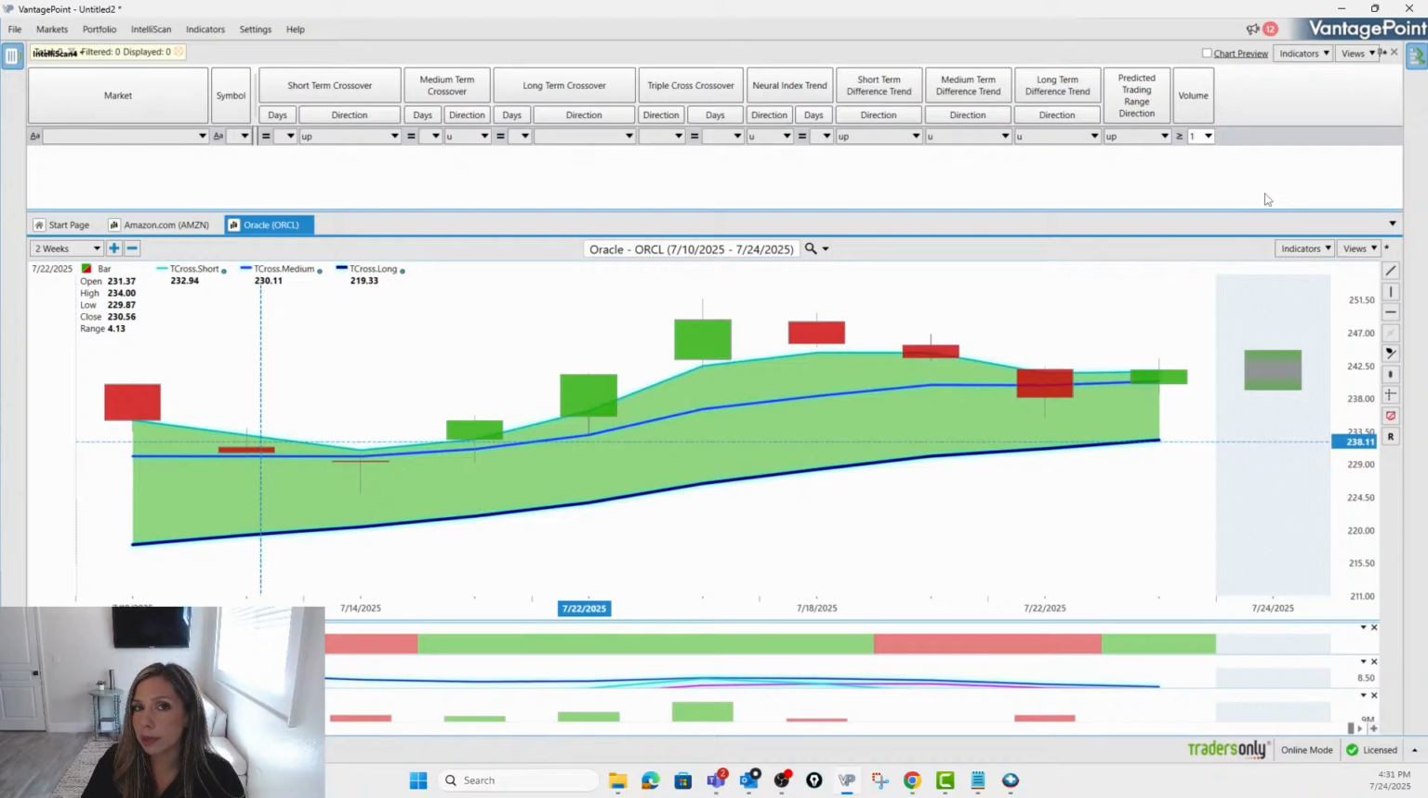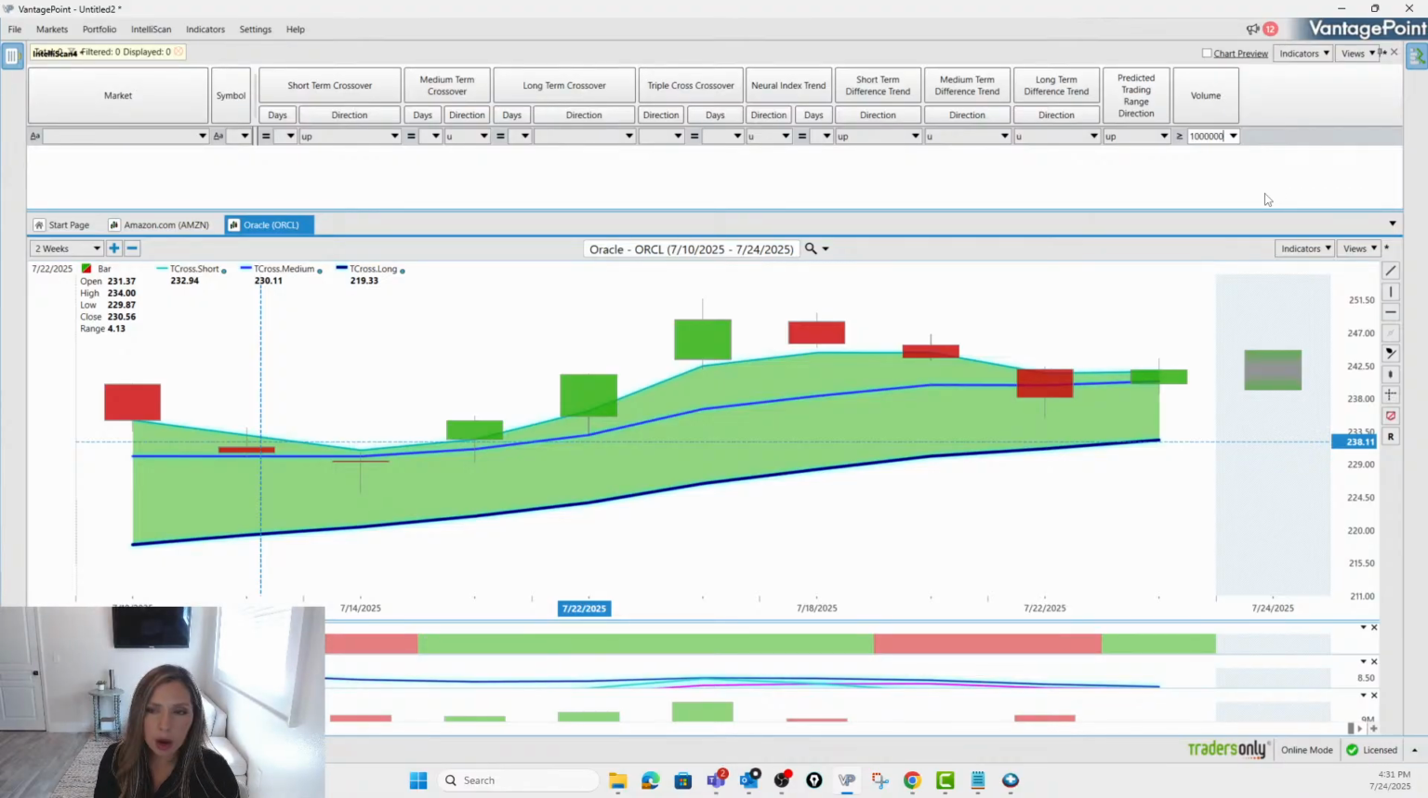But this is going to be number of shares traded per day. So we'll just type this in at 1 million. Don't forget to count your zeros, right? But you can see here, we now have a volume of 1 million or more using the IntelliScan.